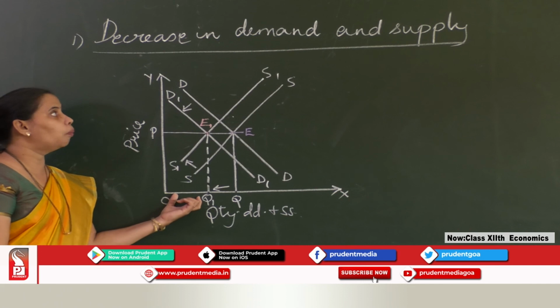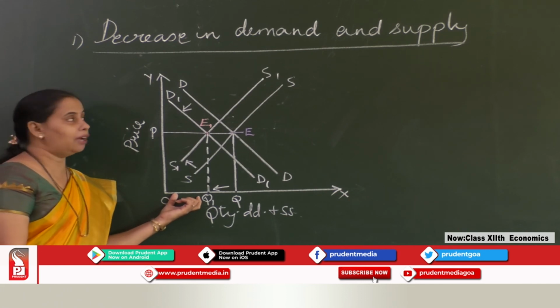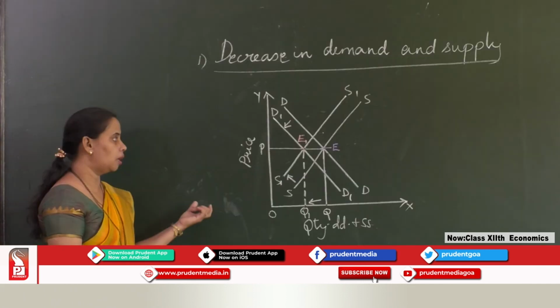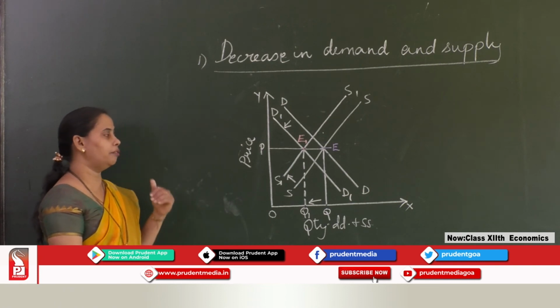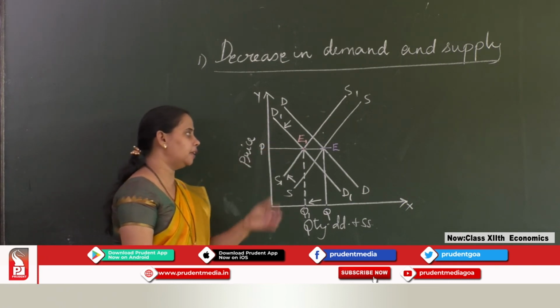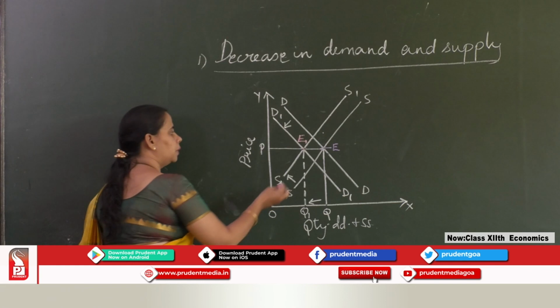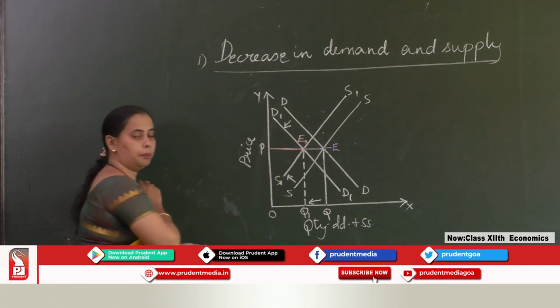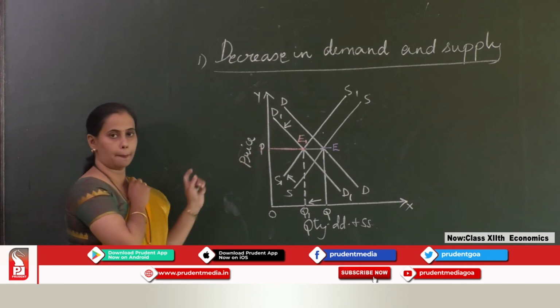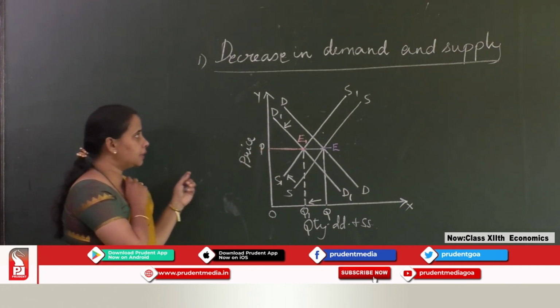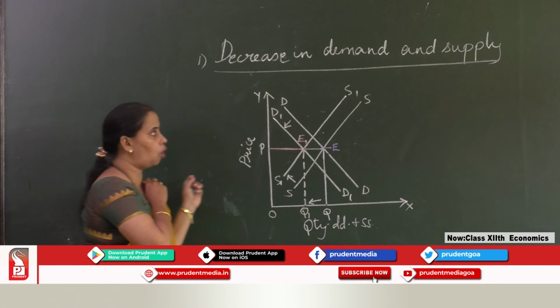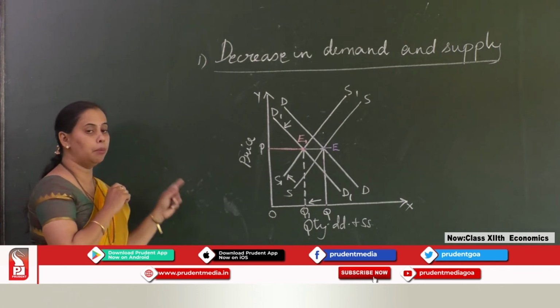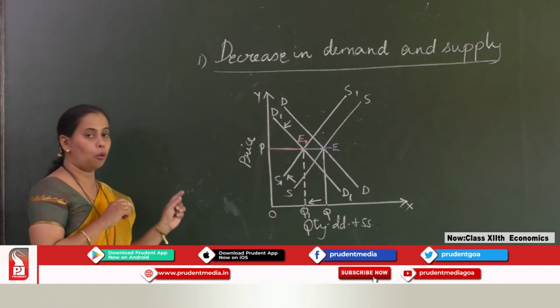Why? Because both demand and supply have decreased in the same proportion. However, since both have decreased, the price again remains the same. It is maintained at the same old equilibrium price, that is OP. So, this was the change which we saw when there was a decrease in demand and supply proportionately.